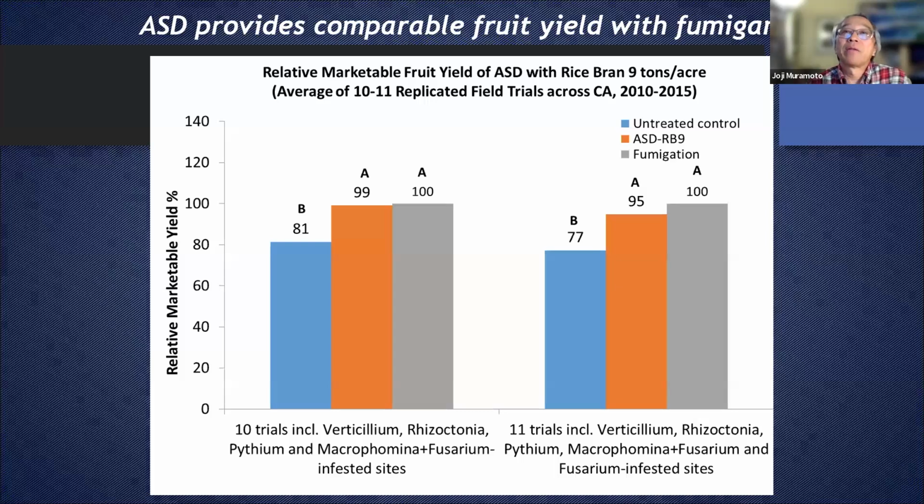So we did 10 to 11 replicated field trials across California between 2010 and 2015, using rice bran at 9 tons ASD in side-by-side comparison with untreated control and fumigated control. And the average relative marketable yield compared to fumigant, which is 100, at ASD plots is 99. So almost identical to fumigated control. And untreated control at 81. And if you add one more trial, highly infested with Fusarium, the average relative yield of ASD decreased to 95, but still statistically similar to fumigated control.